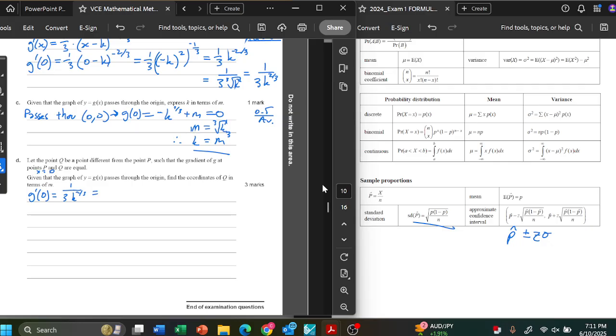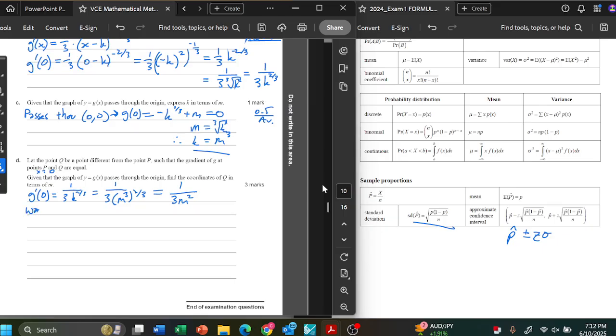We can then take that, because we want to know the coordinates of Q in terms of m. So we want to get rid of this k. To do that, we can just substitute in k is equal to m cubed. So that's m cubed to the power of 2/3. The 3's are going to cancel out there, which is quite nice. So we get 1/3 times m squared is our gradient of the function g at x equals 0.